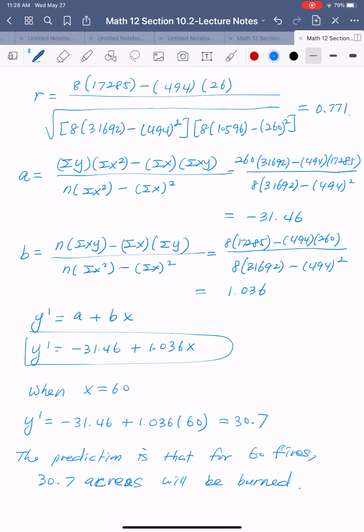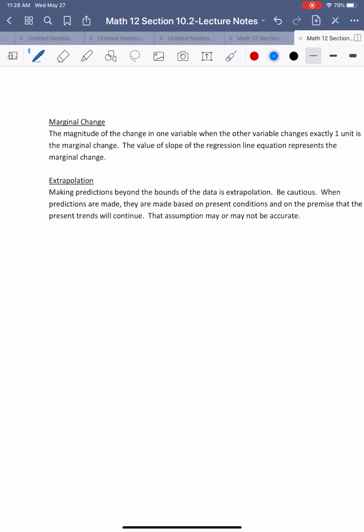All right, let's look at the next page. Okay, so the marginal change is the magnitude of the change in one variable when the other variable changes exactly 1 unit. The value of the slope of the regression line equation represents the marginal change. Extrapolation is making a prediction beyond the bounds of the data. So be cautious. Predictions are made based on the premise that the present conditions will continue, so the assumption may not be accurate.